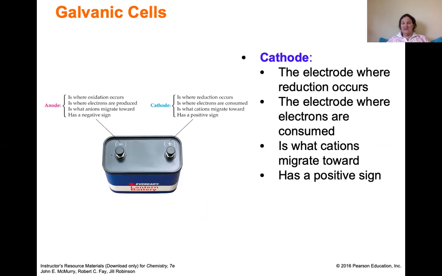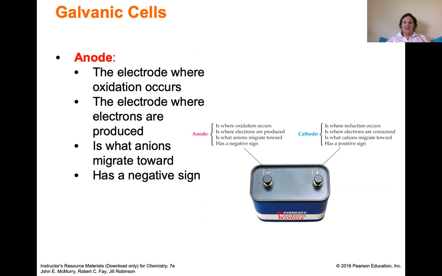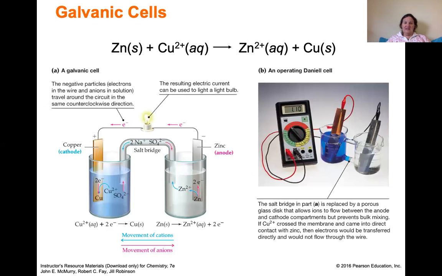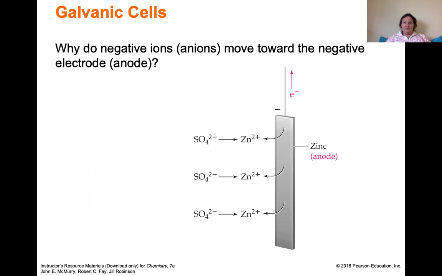So the cathode is just the other electrode. There'll be the left-hand side where reduction occurs. The electrode where electrons are consumed. So when we look at that chemistry, they're used by the copper 2+ to make Cu solid. The cations migrate that way, and it has a positive charge.